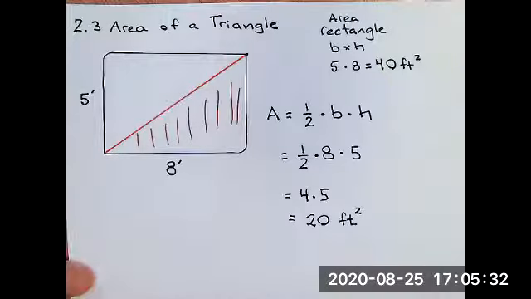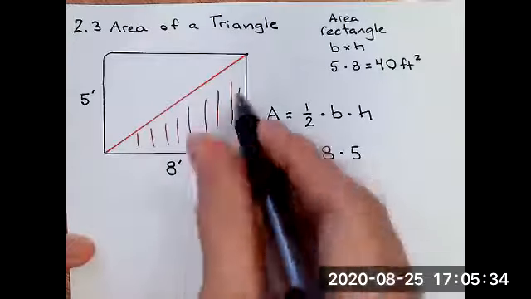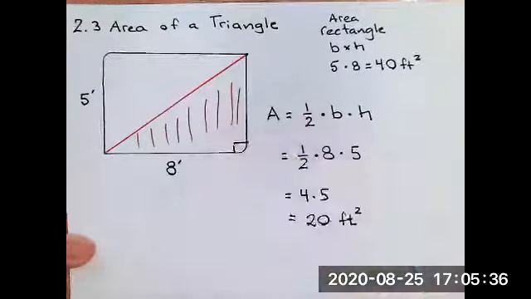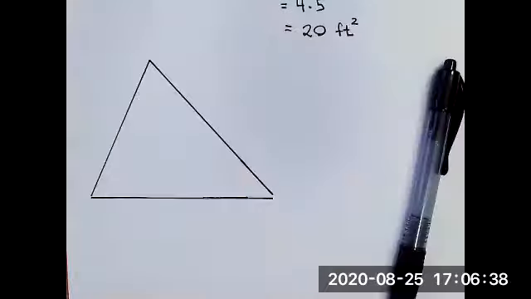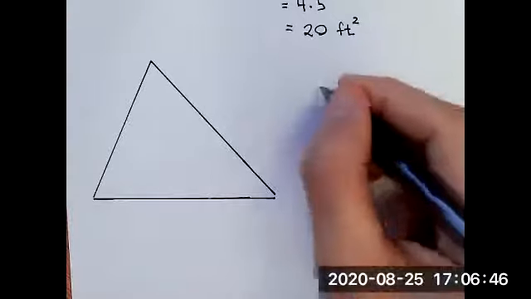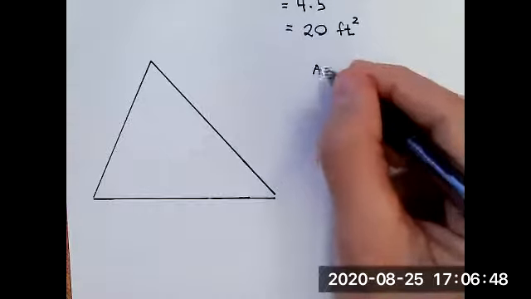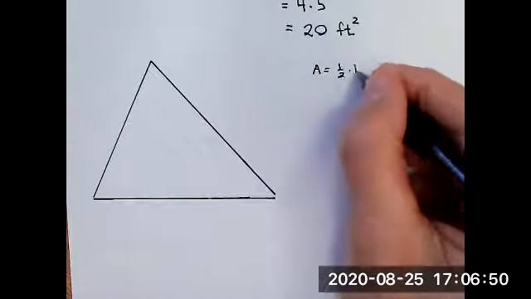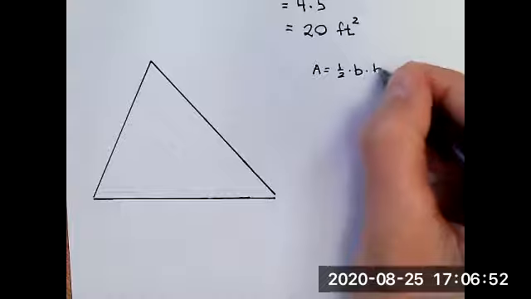And you're probably wondering, well, what if it's not a nice right triangle? What if it's a weird looking triangle? Let's draw a picture. All right, here's a triangle that's not a right triangle. We're going to find the area, which is 1/2 of the base times the height.